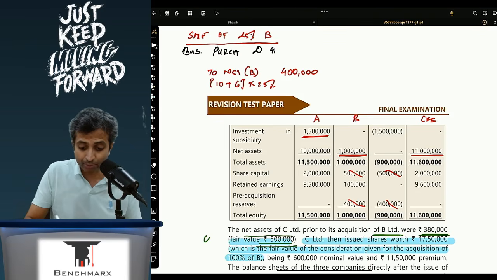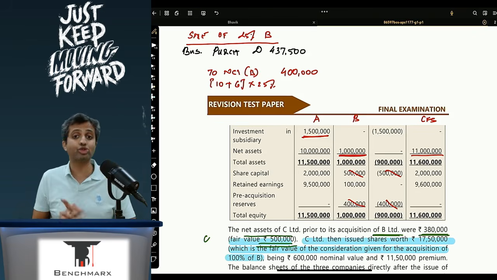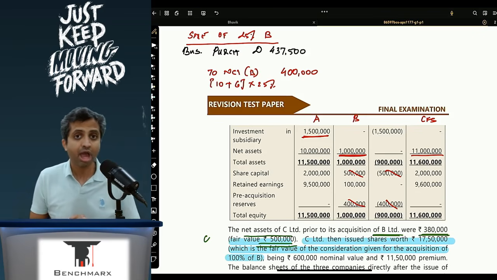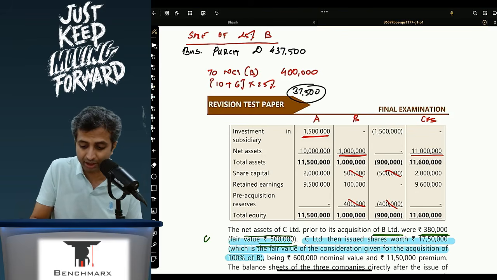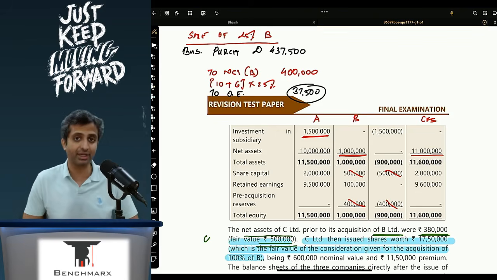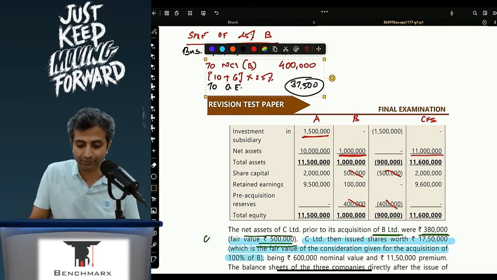We have just come to that conclusion that if 100% of B was 1750 and I'm diluting 25%, then the consideration that I should be getting is 4,37,500. And hence, there would be a balancing figure of how much? 37,500. This balancing figure will go to other equity. We can show this as a gain on creation of NCI and take this into other equity. You cannot take this into the statement of profit and loss account because this is an owner to owner transaction, and this will be shown as a part of other equity.